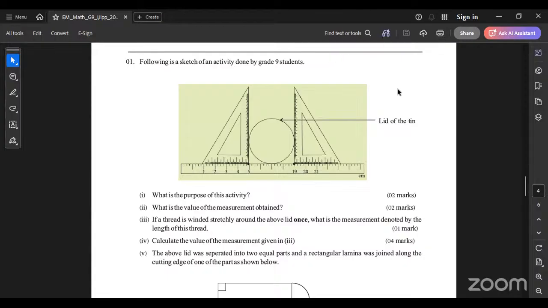Right. Anyway, what is the purpose of this activity? Can anyone say what the purpose of this activity is? To measure the diameter of the circle. Yeah, to measure the diameter. Very good. What is the diameter, then? Tell me. 14 centimeter. What is the value of the measurement obtained? 14 centimeter. As Abhinav said, the purpose is to measure the diameter. It's correct.